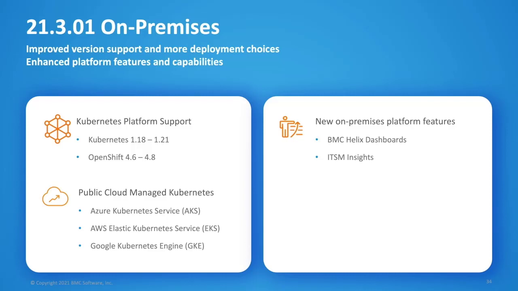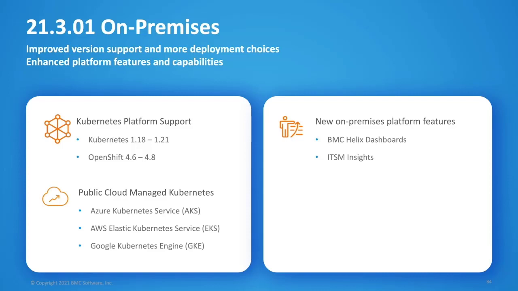We're expanding our support in this release to include Kubernetes 1.18 through to 1.21 and OpenShift 4.6 through to 4.8. We've been listening very closely to customer feedback about the new containerized release. Many of our customers would like to be able to deploy onto public cloud managed Kubernetes. There are a number of services out there, the most popular being Azure Kubernetes Service, AWS Elastic Kubernetes Service, and Google Kubernetes Engine. We will be certifying the deployment of our Innovation Suite 21.3.01 release on these platforms after GA.